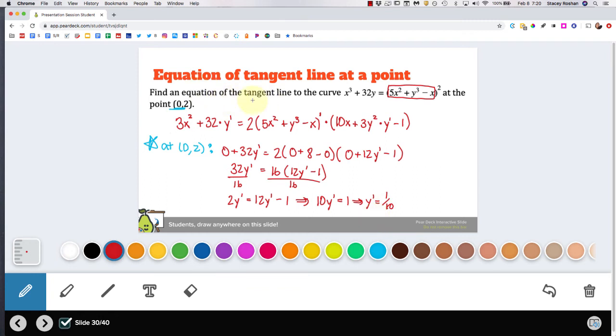Have I answered the question? It says find the equation of the tangent line. So I have a slope, and do I have a point? Ooh, I have a point. So y minus y1 equals the slope times x minus x1. In other words, y equals 1/10 x plus 2. There is my answer. You will see one of these types of questions on your exam, so make sure you practice this. We haven't done it in a while.